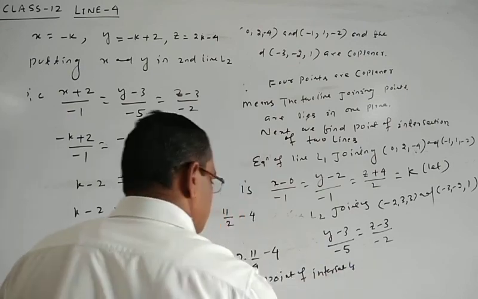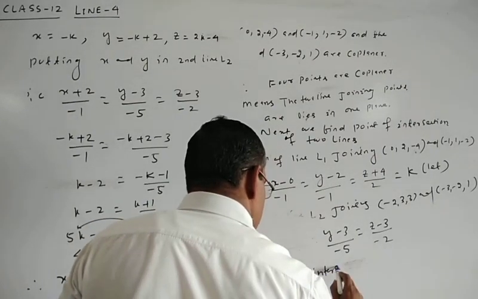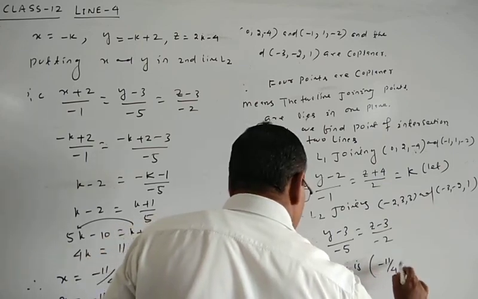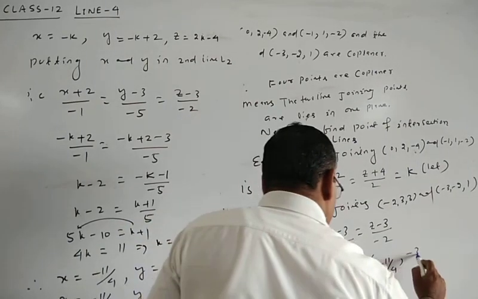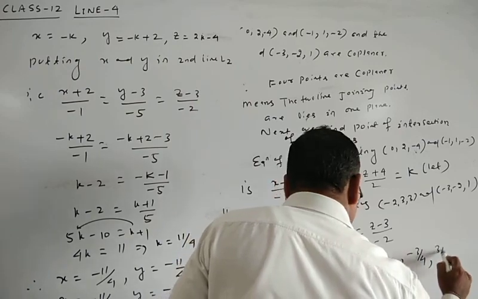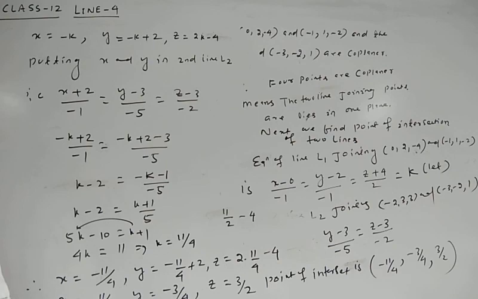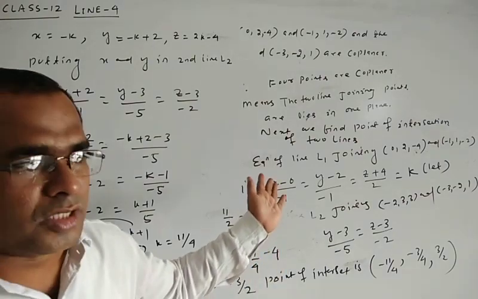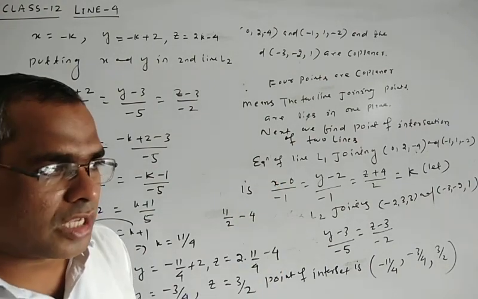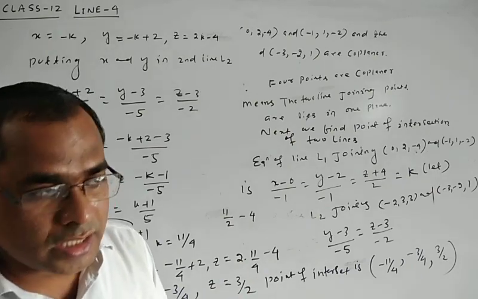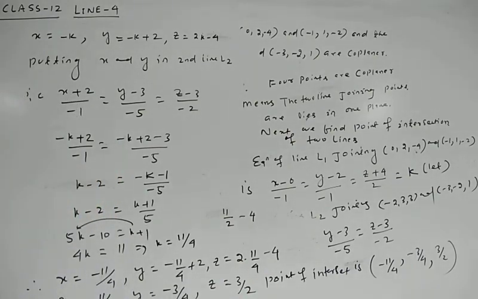is (-11/4, -3/4, 3/2). Okay, so you can do all the problems in your textbook exercise. Next class we do what a skew line is and the distance between skew lines, and other problems. Thank you.